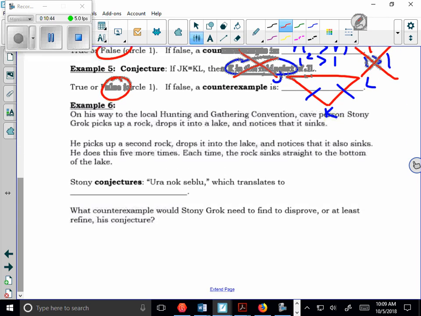And the last example that I've got on here: on his way to the local hunting and gathering convention, cave person Stony Grok picks up a rock, drops it into a lake, and notices that it sinks. Okay, so that's a little observation that our friend Stony Grok makes. He picks up a second rock, drops it into the lake, and notices that it also sinks. He does it 5 more times. Each time the rock sinks straight to the bottom. Stony conjectures, or again, generalizes.